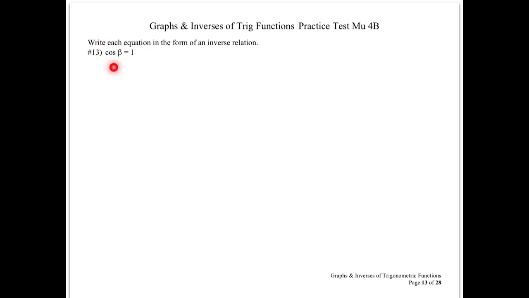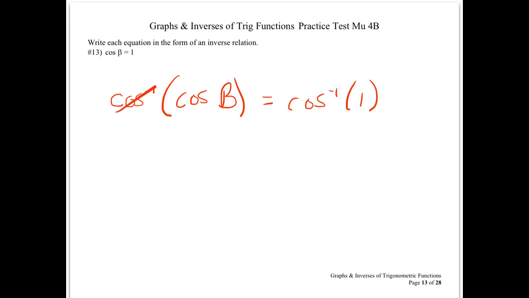Write each equation in the form of an inverse relation. We have cosine of beta is 1. The inverse of cosine is cosine inverse. If we apply that to both sides, on the left, the cosine and cosine inverse cancel. On the right, we get cosine inverse of negative 1. Pardon me, cosine inverse of positive 1. So we get beta as cosine inverse of 1.